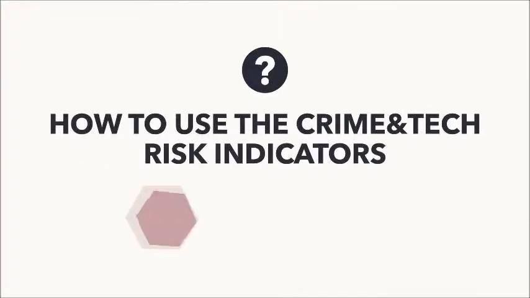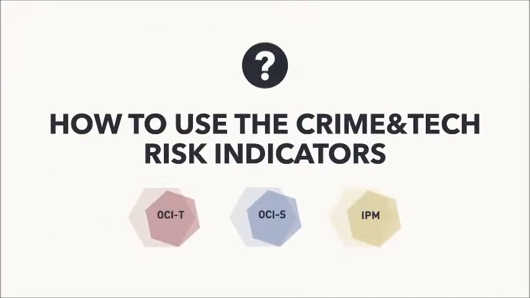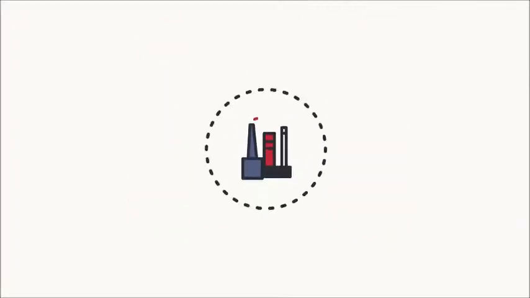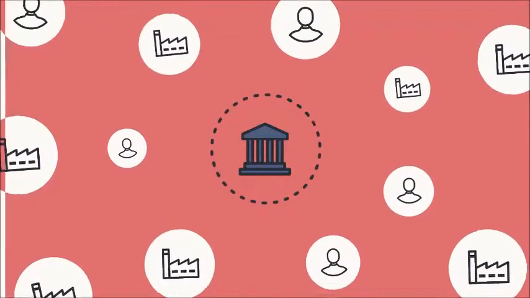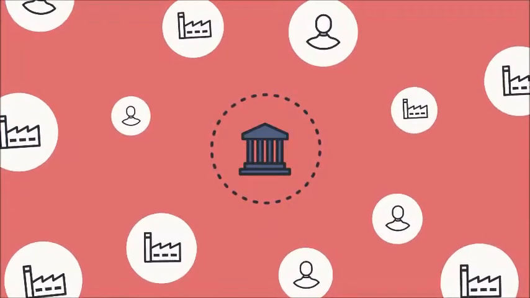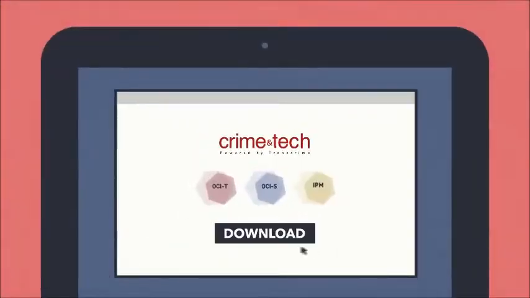How to use these indicators? It is easy. Let's take the example of a private company wishing to monitor the risk of their suppliers, or a bank assessing the money laundering risk of its clients. The indicators can be purchased and downloaded from Crime&tech website.